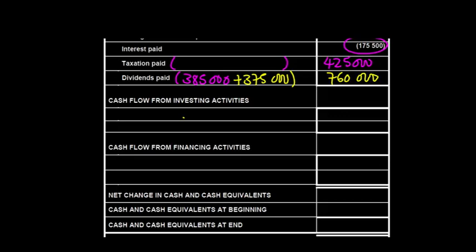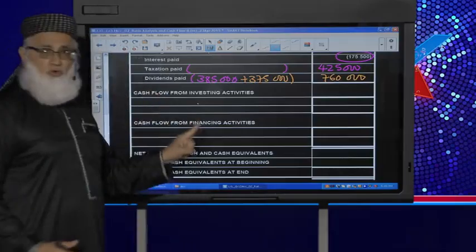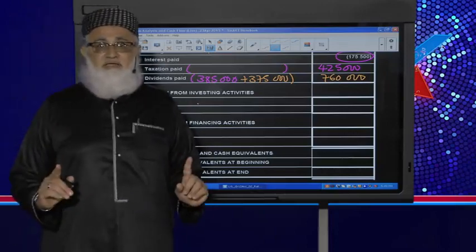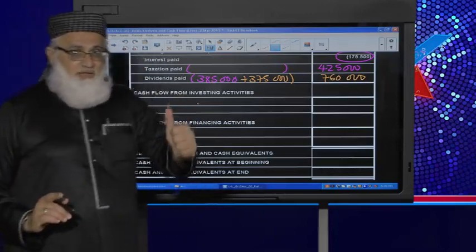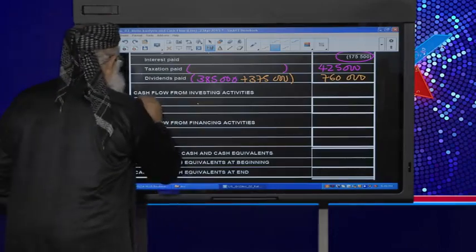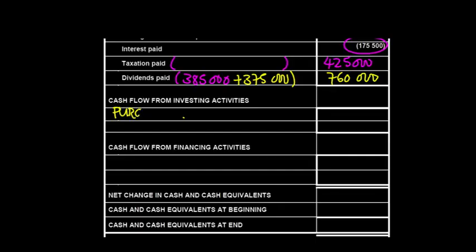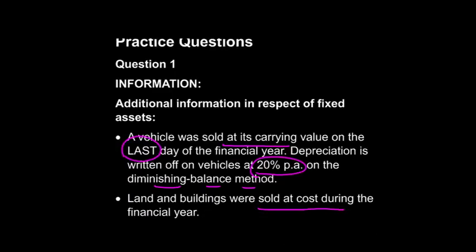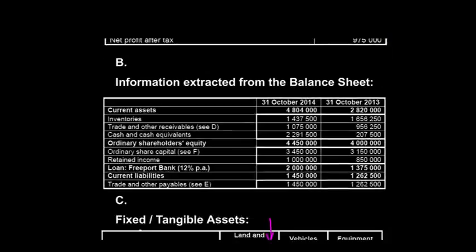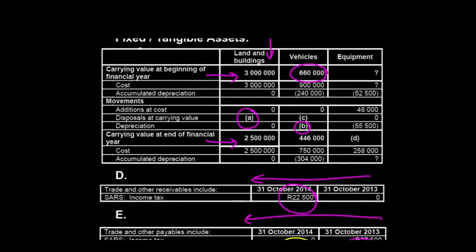Okay, now under investing activities, what am I looking for? Come, you're supposed to be shouting out the answers. And the answers are, one, you're looking for the purchase of tangible assets, right? And you are looking for the disposal of tangible assets. Now, let's go back to my information. Again, I can calculate, watch here. In terms of my additions at cost, there's a purchase of my tangible assets, the 48,000 rand. Okay? So that was my purchase.